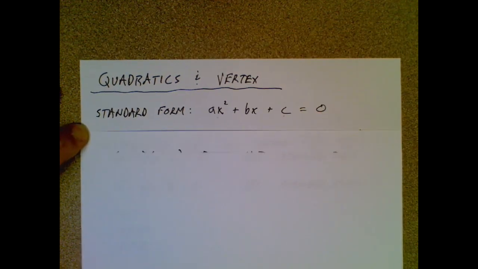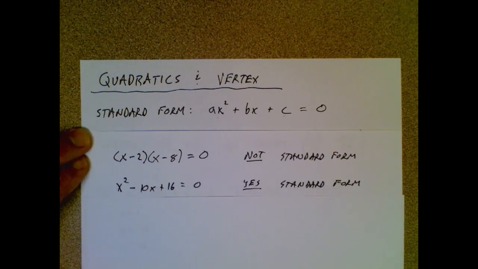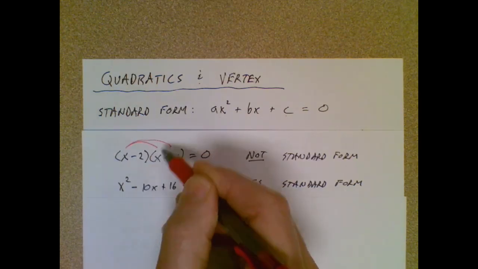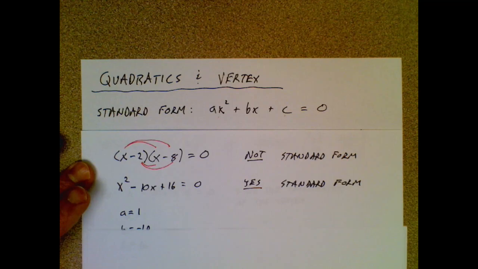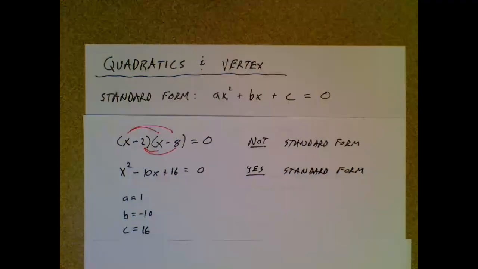Another example of not standard form would be right there. That's in factored form. That would be very easy to find the roots of the equation, which would be 2 and 8. But if I wanted to turn that into standard form, I would do the multiplying, the double distribution, and I could turn that into standard form, and my eyeballs would easily see the a, the b, and the c.